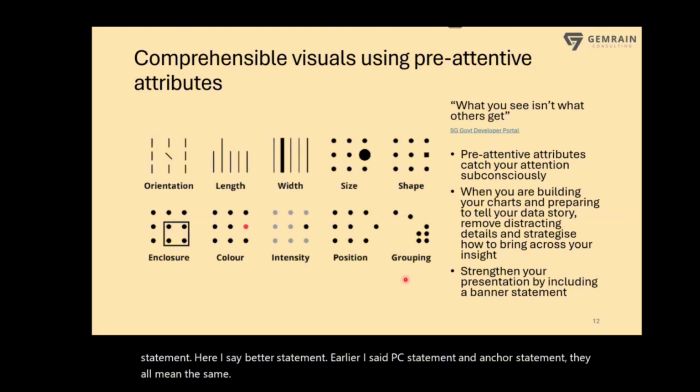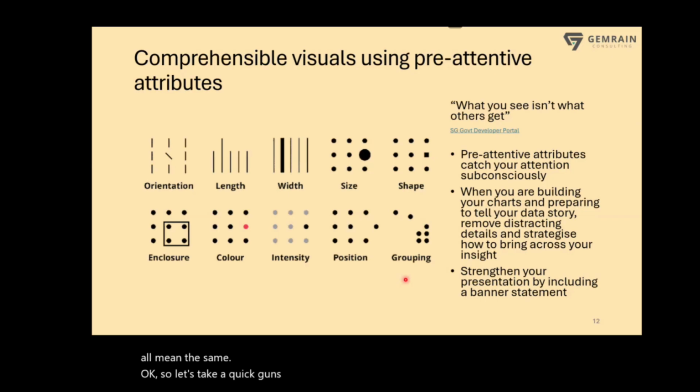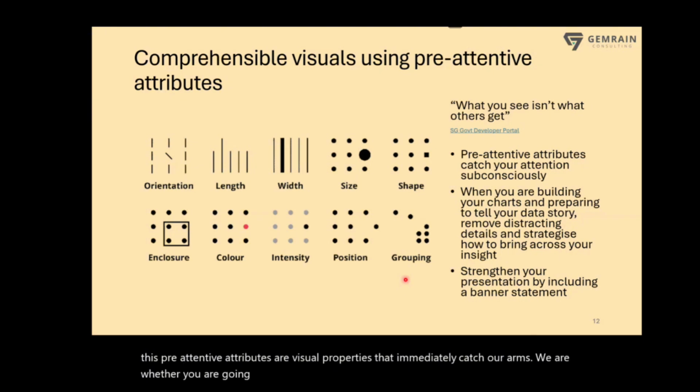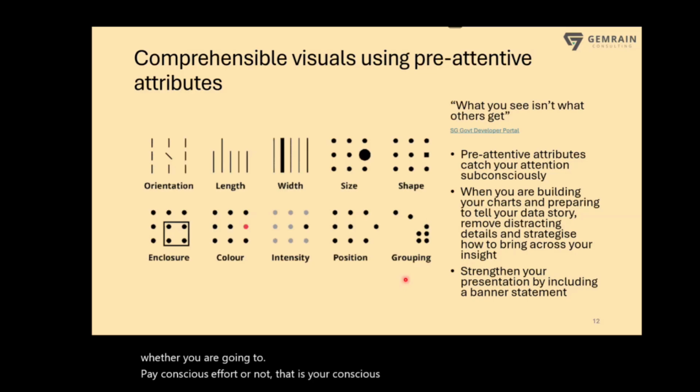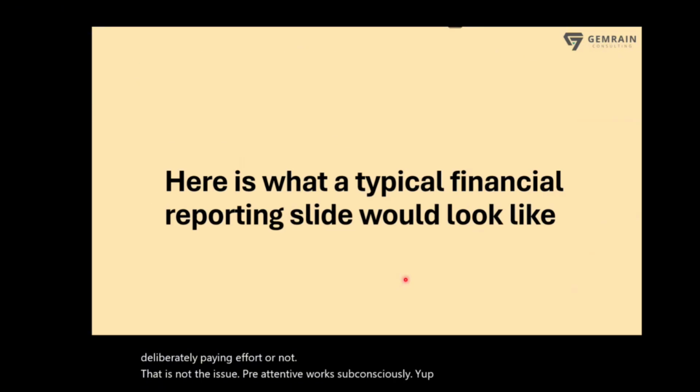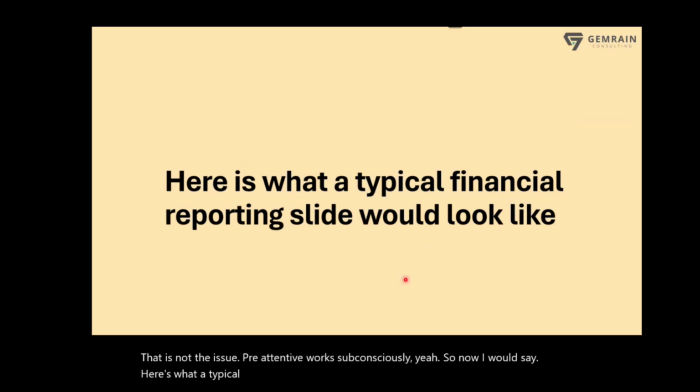Okay, so let's take a quick glance at these pre-attentive attributes, like I mentioned. These pre-attentive attributes are visual properties that immediately catch our eyes, whether you pay conscious effort or not. Whether your conscious mind is deliberately paying effort or not, that is not the issue. Pre-attentive works subconsciously. So now, here's what a typical financial reporting slide would look like.